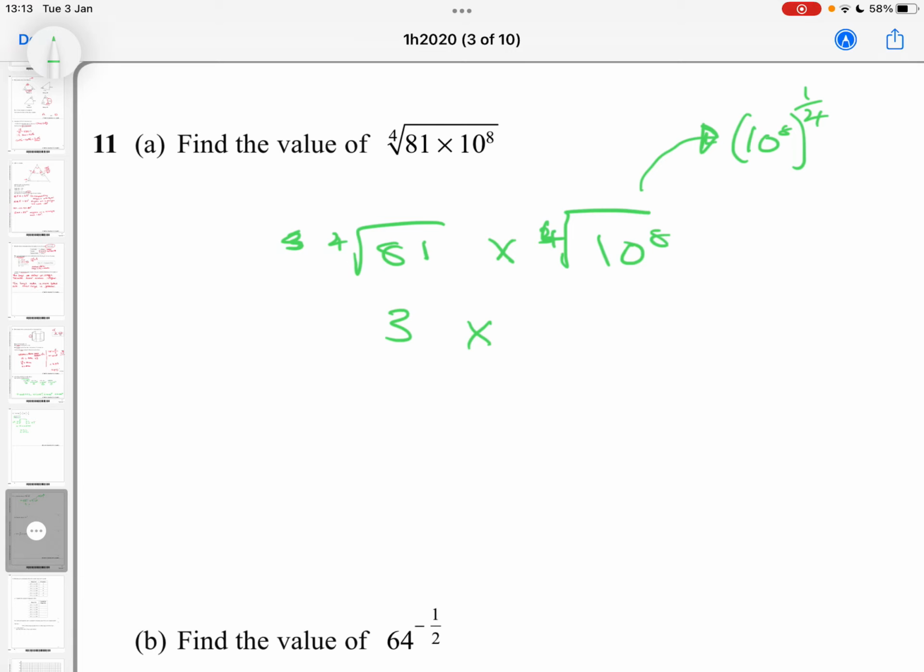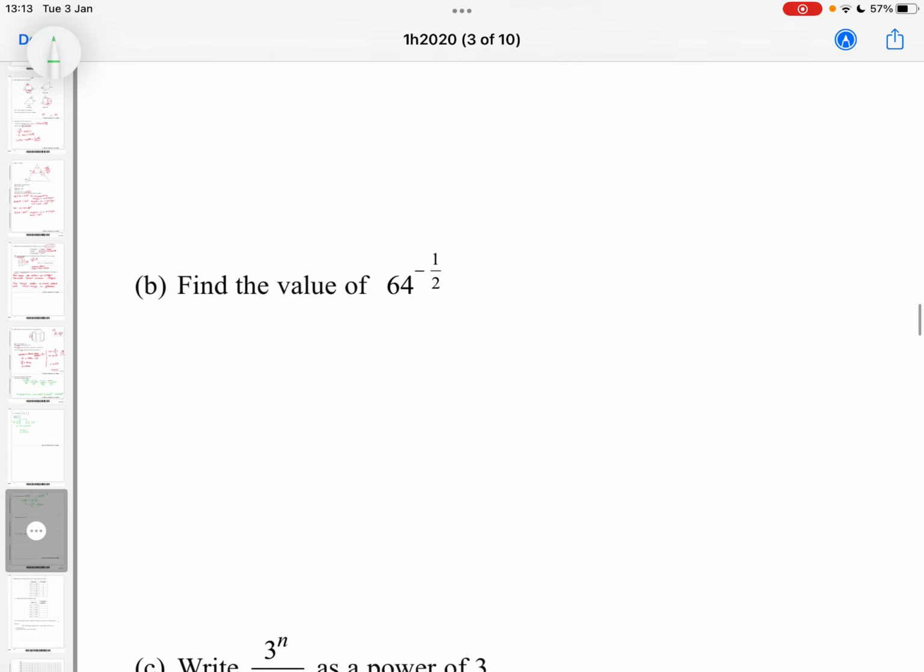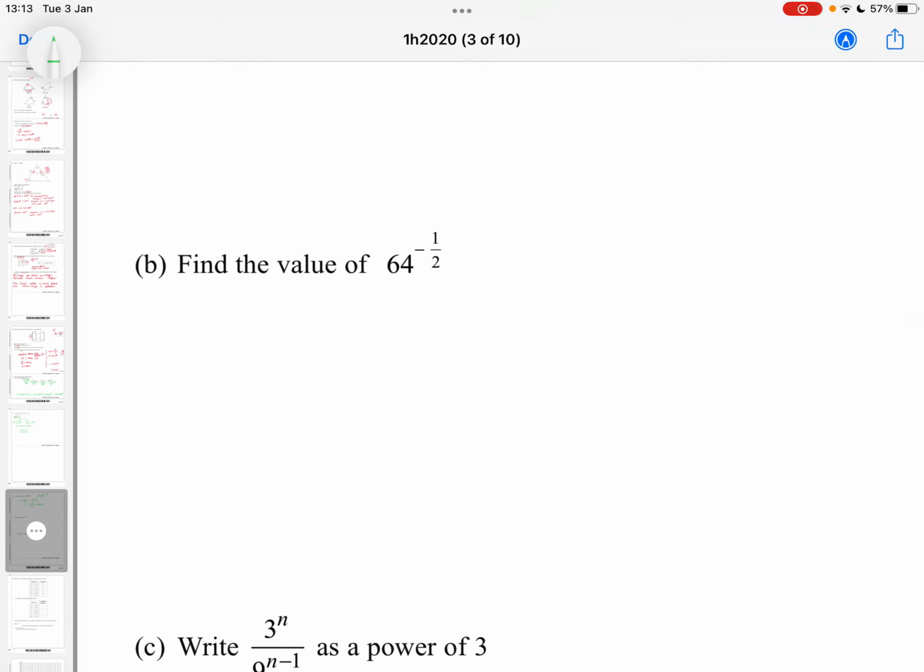And then I can use my laws of indices. So 8 times by a quarter is going to give me 8 over 4, which is just 2. So this can change to 10 squared. So 3 times 10 squared, well, 10 squared is 100. So the answer is 300 for that one. So 2 marks.